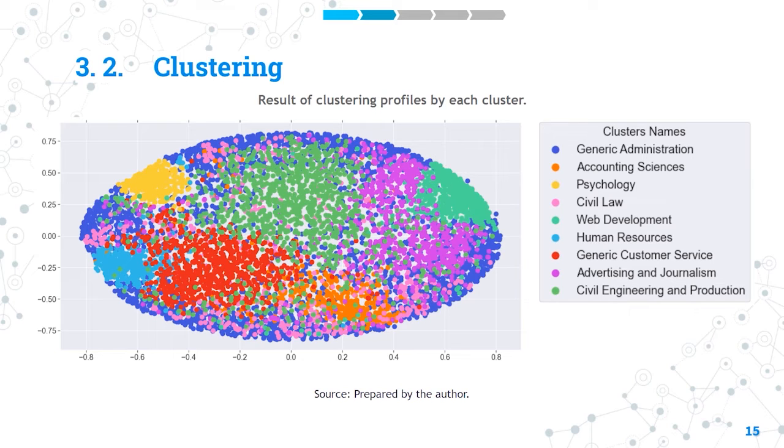So here we have the 9 clusters that were obtained from this clusterization. We have the generic administration cluster in dark blue, and we have accounting science, psychology, civil law, web development, human resources, generic customer service, advertising, journalism, civil engineering, production. You can see here in dark blue that the generic administration cluster is the largest cluster. This is due to the low variability of words in the profile, or words that are not very relevant and present in all the clusters. For example, Excel and PowerPoint and Word are keywords present in most of the curriculums.